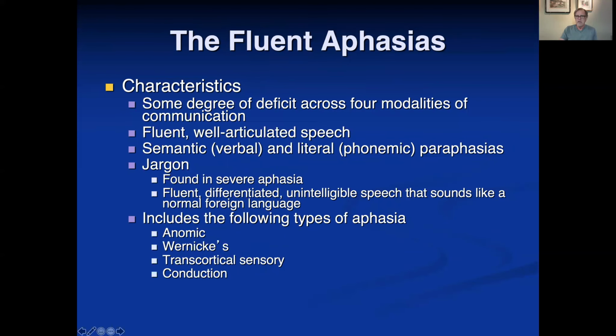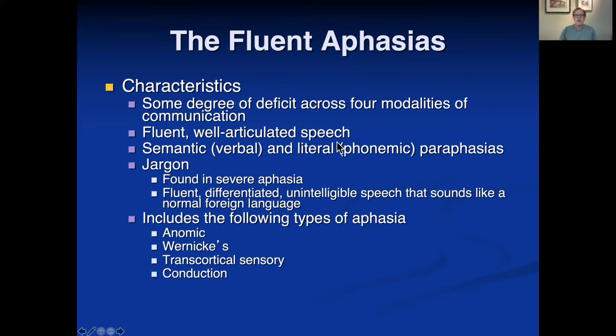They have fluent, well-articulated speech. Now, by well-articulated, I mean it sounds normal, but it could be completely unintelligible. It's as if you're listening to somebody and you think, well, I'm not sure what language they speak, but they sure speak it well. That's how it can sound: it's not intelligible, but it sounds normal. It has the sound of normalcy. That would be, for example, a Wernicke's aphasia. And we'll look at the details of that in a moment.